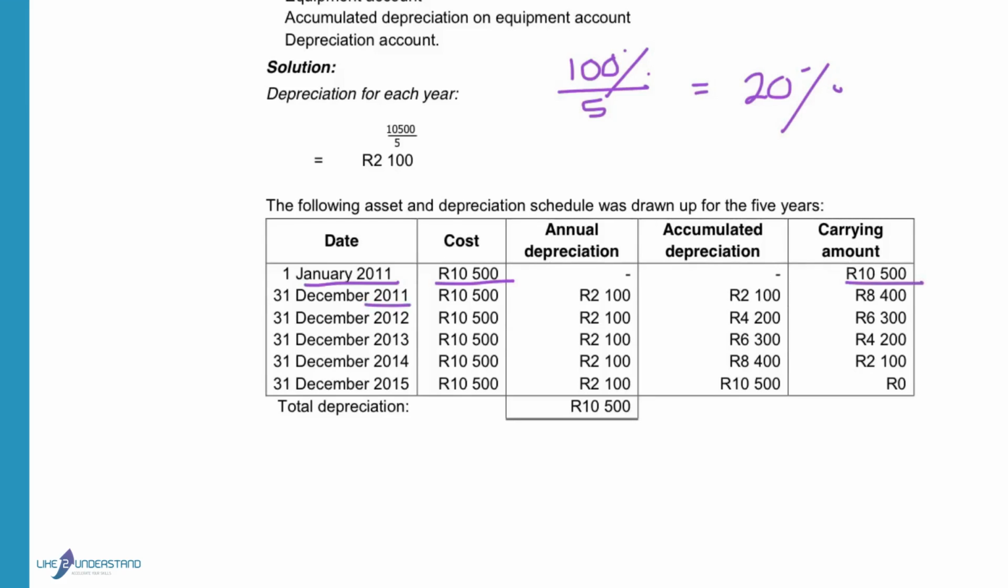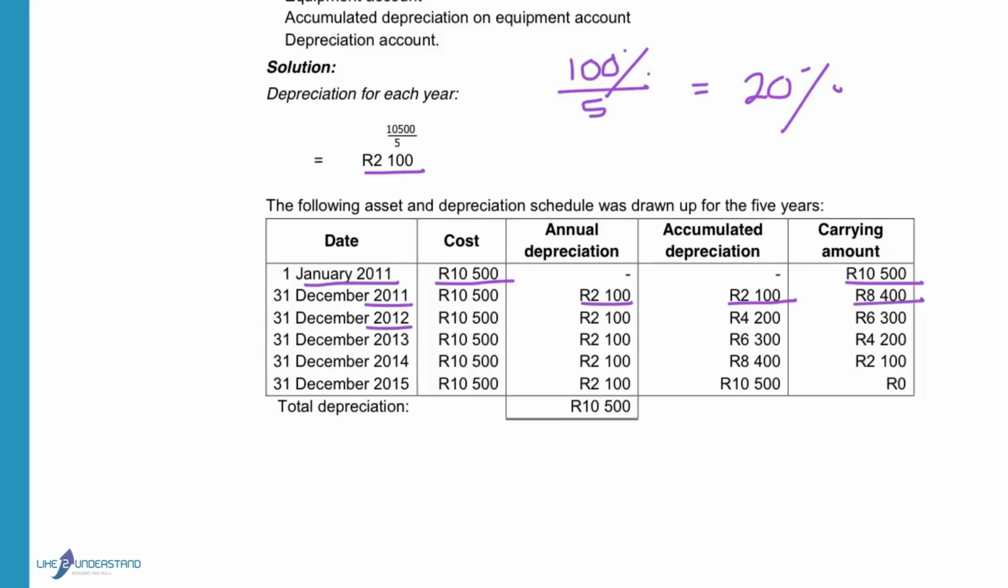At the end of 2011, we write off that 2,100 Rand depreciation. Now the total accumulated depreciation at the end of the year is 2,100. And what is the value of my equipment now? The 2,100 deducted from 10,500 gives me 8,400.